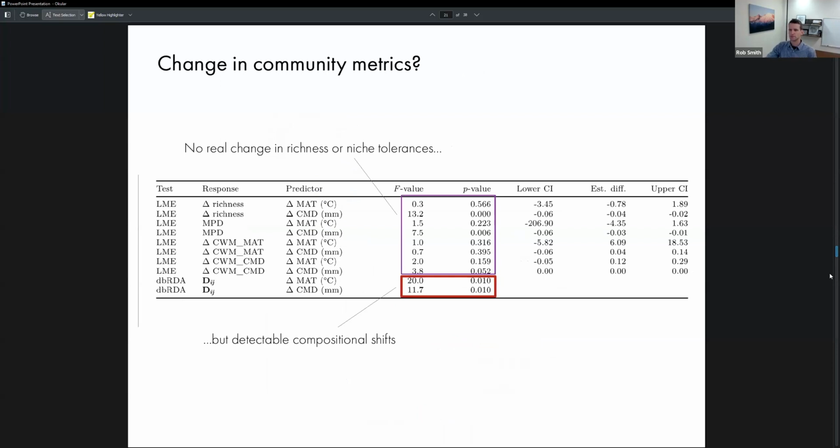Was there any change in community metrics at those sites? There was no change in richness related metrics, but there certainly was in composition related metrics. What that means is even though the number of species on average could remain constant, the identities of those species were turning over concurrent with the warming that was observed at these sites.